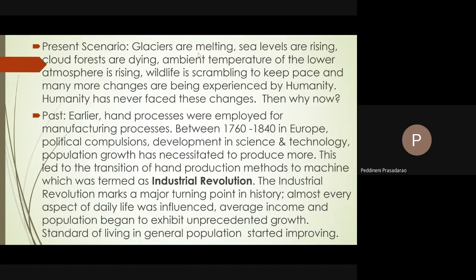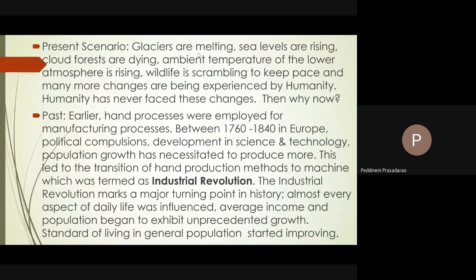Definitely you must have felt it. If you think of 5 years back in your place and compare that temperature with today's temperature, you will visualize that the ambient temperature of the lower atmosphere is rising. Of course, wildlife is scrambling to keep pace with the many changes that are taking place. And of course, rain patterns are changing, and many things are happening.